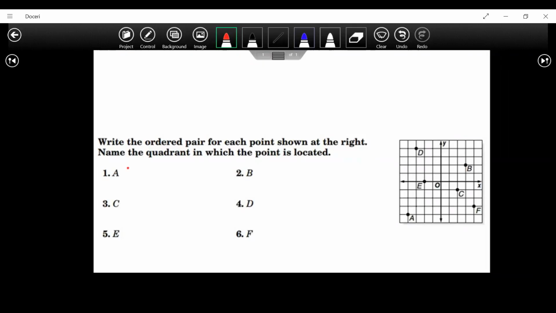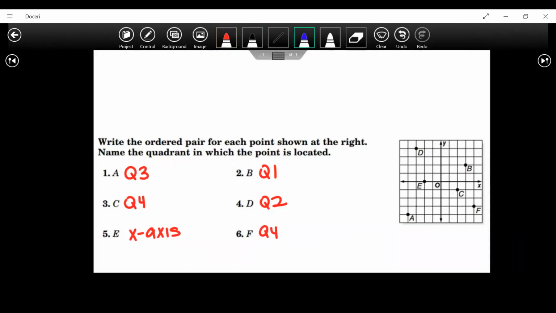3. What about B? C? 4. D? 2. E? X-axis. F? Those are our quadrants.